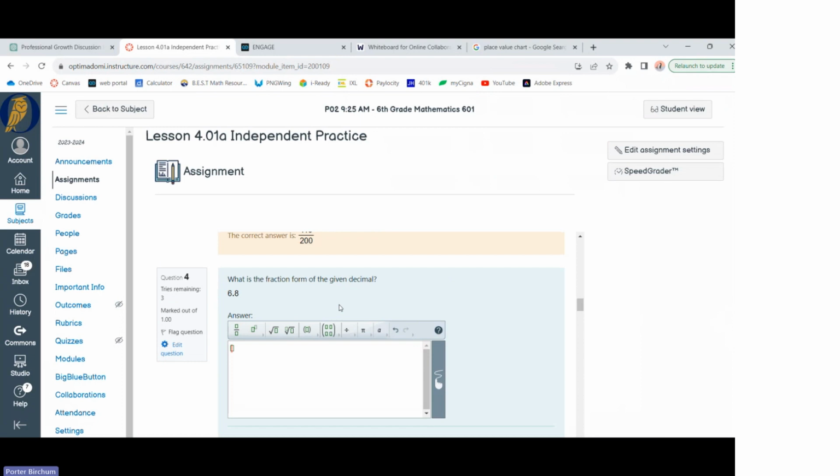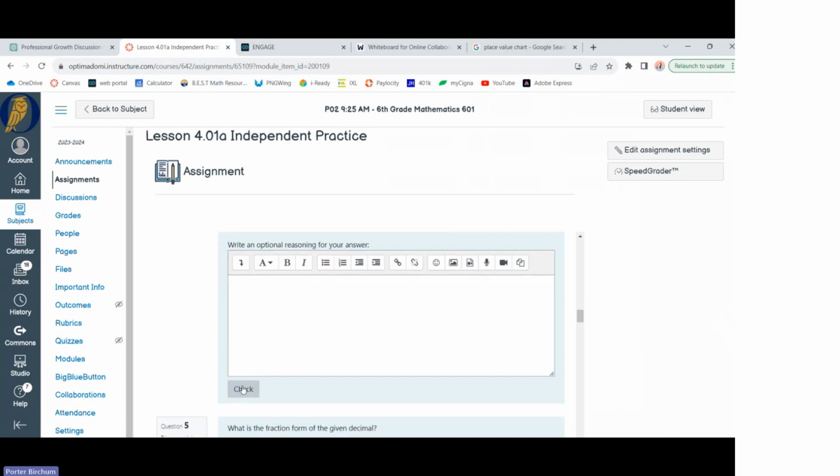What is the fraction form of this given decimal? Oh, interesting. So 6.8 is the same as 6. And where does this number end? Nice, it ends in the tenths place. So it could be like 6 and 8/10. Now let's see if the computer likes a mixed number.